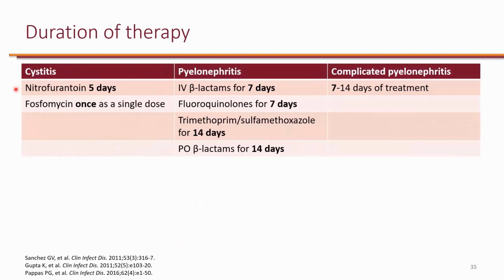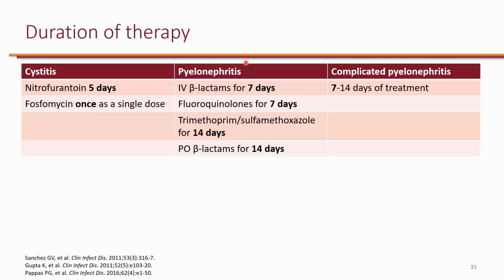The majority of cases of uncomplicated UTIs include cystitis, so for nitrofurantoin, 5 days of treatment is adequate. With phosphomycin, total duration of therapy is just a single dose. Now these are in most cases. For example, if someone has ESBL UTI, a single dose of phosphomycin may not be adequate.